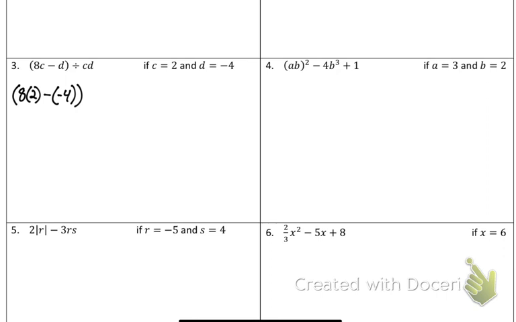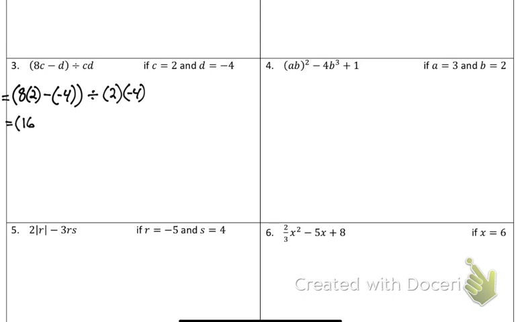All right, then we're going to have divided by c times d. Well, c is 2, and d is negative 4. Parentheses first. I start with this parenthesis. What do I have to do first inside of here? I have to do exponents. Are there any exponents? Nope. So we drop down to multiplication and division. Is there a multiplication inside that parenthesis? Yeah. So we're going to do our 8 times 2.